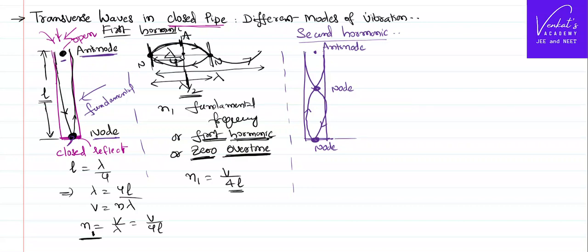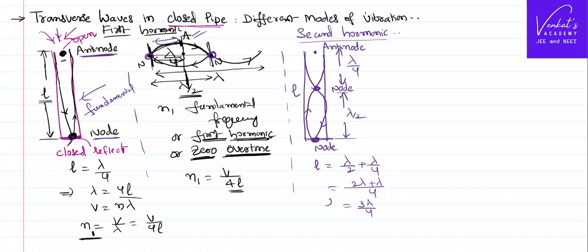I know the distance between node and node, as I have explained to you earlier, is lambda by 2. Between node and antinode, as I have shown earlier, this distance is lambda by 4. So the total length here is shared as lambda by 2 and lambda by 4. So 4 is an LCM, 2 lambda plus lambda, that is 3 lambda by 4. That implies lambda here is 4L by 3.